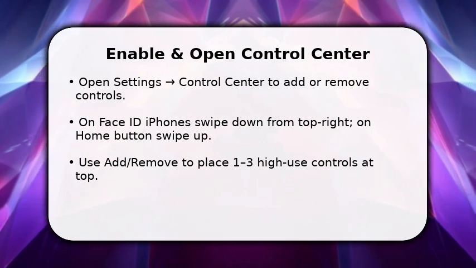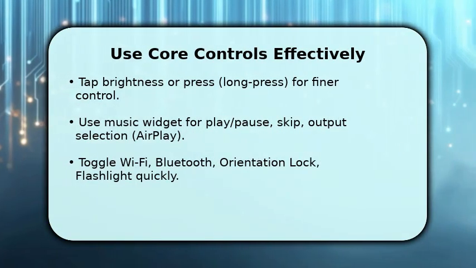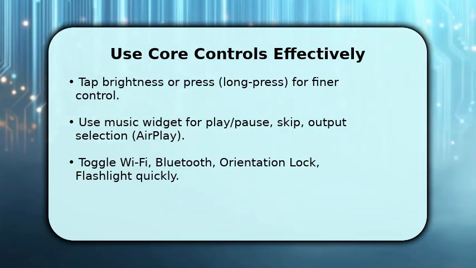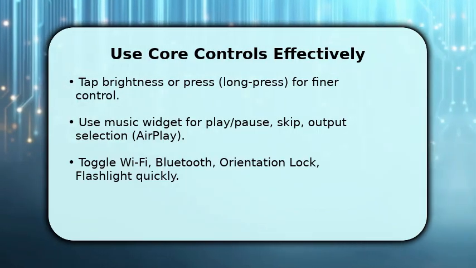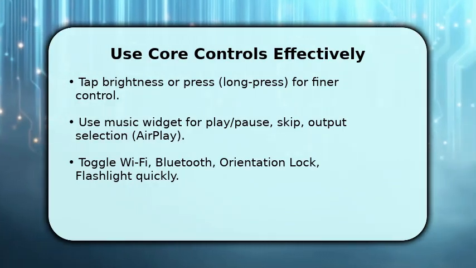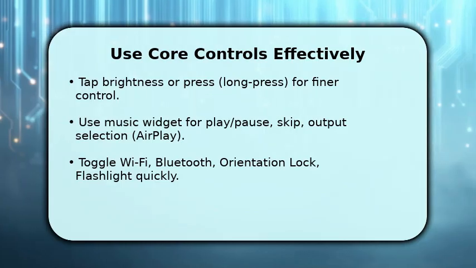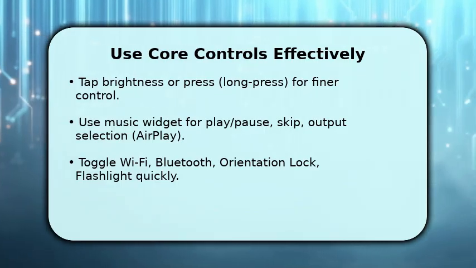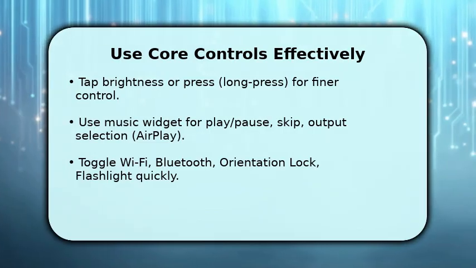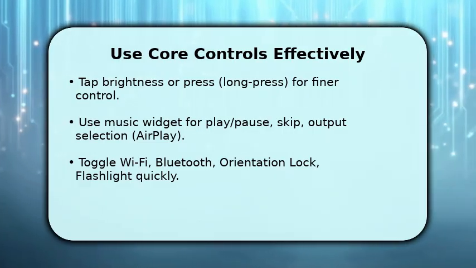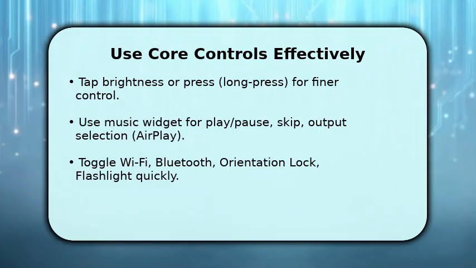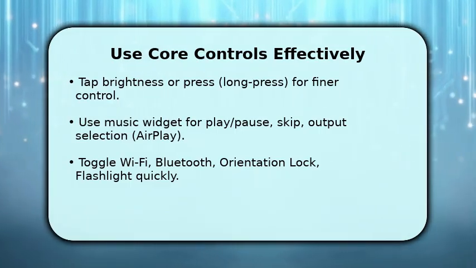Now you'll use the main controls and learn why each matters. Tap brightness to change light levels, or press firmly or long press to reveal Night Shift and True Tone options for better display comfort. Use the media widget to pause, skip, or choose an output like AirPlay when listening. Toggle Wi-Fi, Bluetooth, and orientation lock for instant connectivity and screen behavior changes. Once you've practiced, you'll move faster through common tasks, because these quick toggles replace digging into settings.